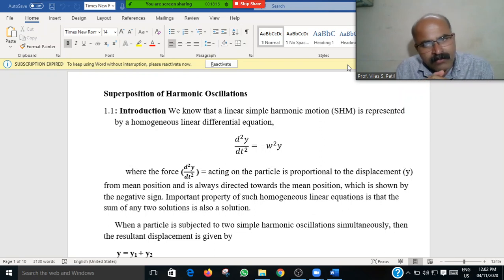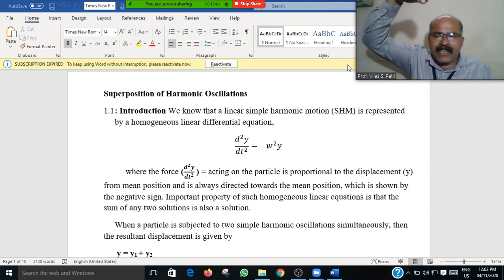Friends, last year we learned about waves and oscillations. Oscillation is the to and fro motion of a body. To and fro motion of a body about the mean position is known as an oscillation. But for oscillation, there is a requirement of force.